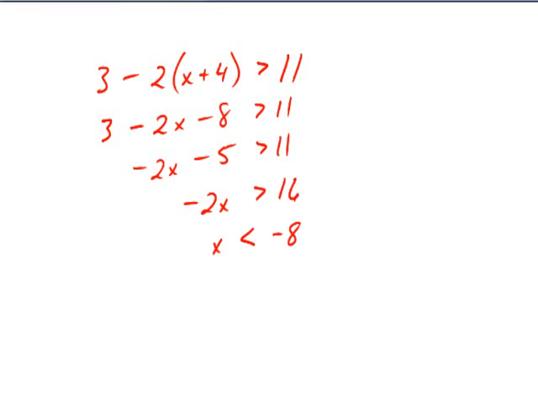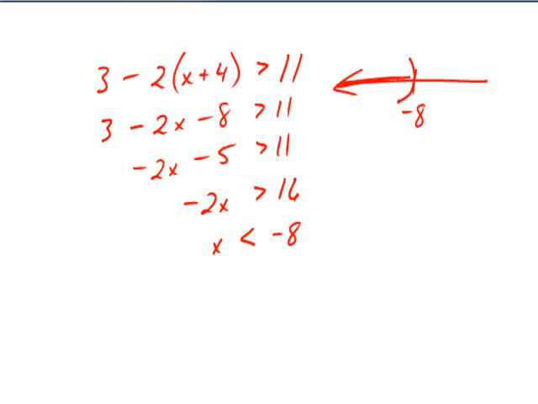If I represent this on a number line, because it was strictly a less than sign, x is strictly less than negative 8, I'll use a parenthesis and graph the values to the left of negative 8. A parenthesis or an open dot if you represent it with the other notation on a number line.